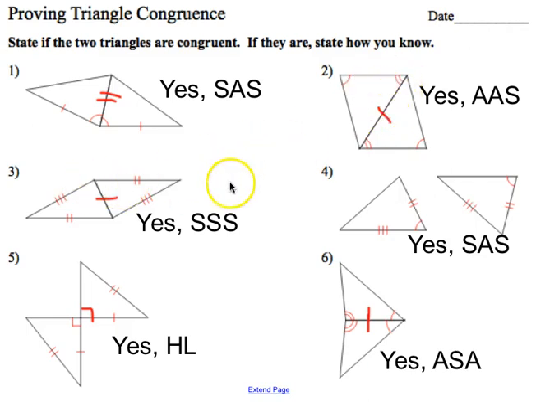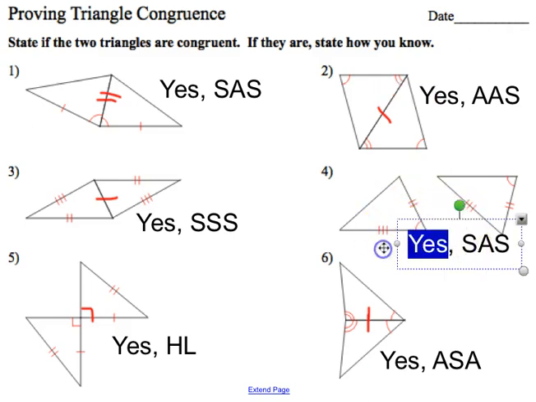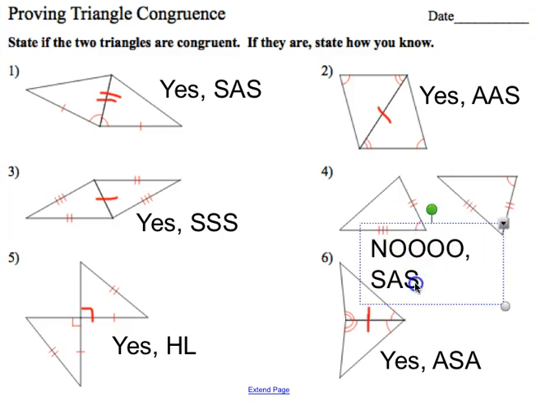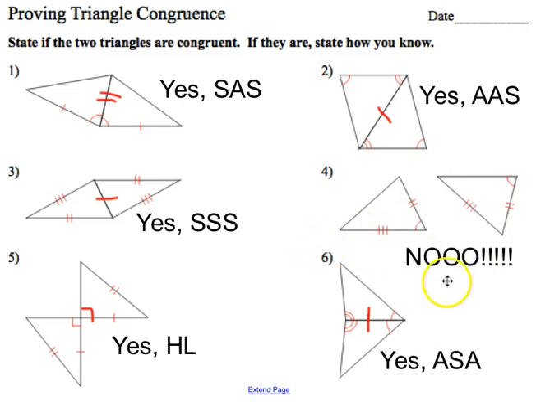Number 3 would be side, side, side. 4 would be side, angle, side. Just kidding. I made a mistake. No! Okay? So number 4, the left side looks like side, angle, side, right? But this one is ASS, which is a bad word, so they're not congruent. Okay? Tricky right there. Alright, number 5 was yes by hypotenuse leg. You had a hypotenuse, you had a leg, and you had a right angle. And then number 6 would be angle, side, angle.